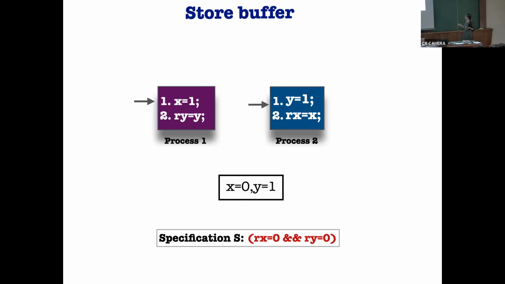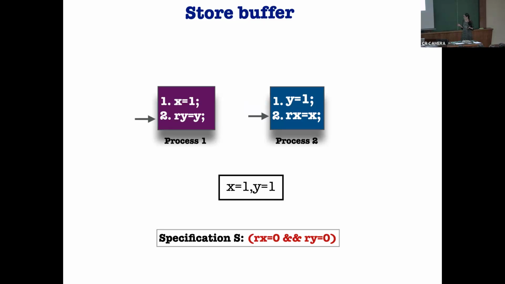So let's see. I'm writing 1. So the global memory is updated. Now if that thread tries to read from X, it indeed can read 0. So Rx 0 is possible, of course. And now I'm trying to execute the first thread. The global memory is updated, but now when that thread tries to read from Y, it cannot read 0.